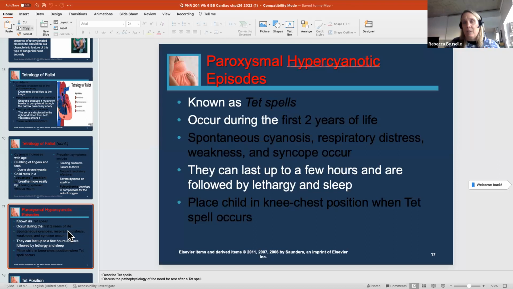So if this happens, what you do is what's called a knee to chest position. So you push their knees into the chest, kind of like they do when they squat instinctively, and that pushes blood back to their heart, so then they can get more blood flow out to their lungs. So this is the main thing that you need to know. Place child in the knee to chest position when the TET spell occurs. So that's your nursing intervention. You put them flat on their back and you push their knees into the chest. And what that does is that increases their venous return, and then that'll increase the amount of blood that can go out to their lungs.